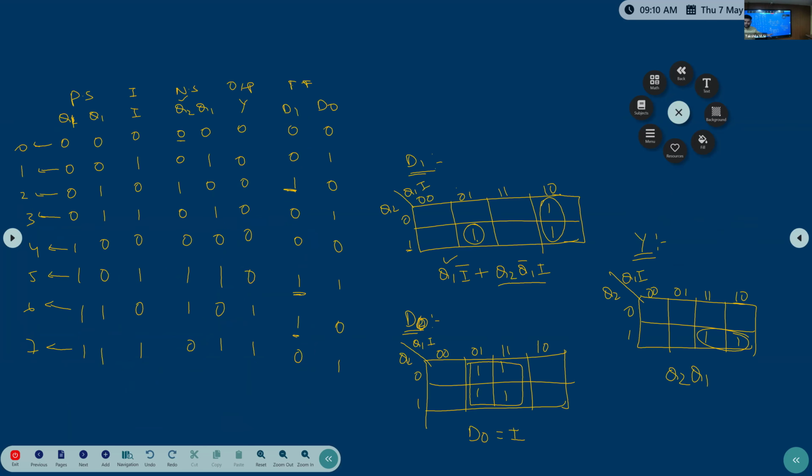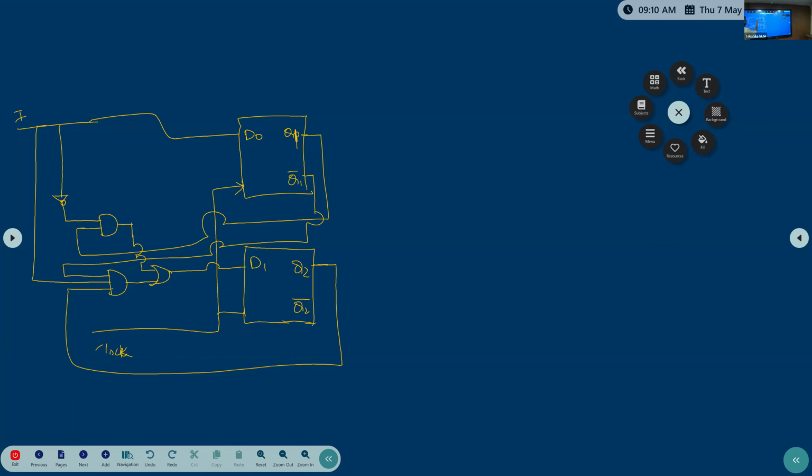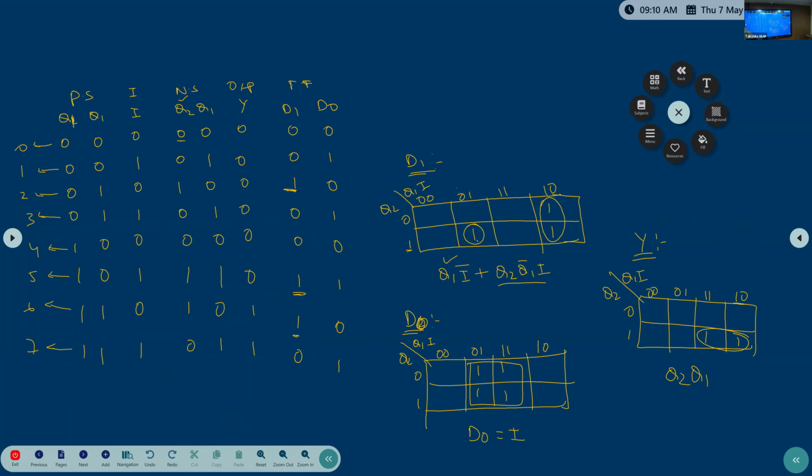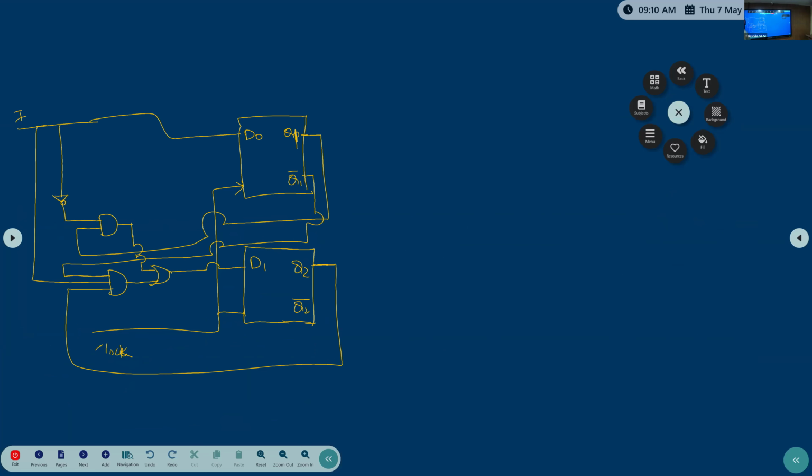So now come to the D0. What is the input? Directly I. Connect directly I to D0. So now output also I need to be taken, right? Output, what is the output? Q2, Q1. Output is Q2, Q1. This one and this one. This is the output. It is Q2, Q1. This is the output.